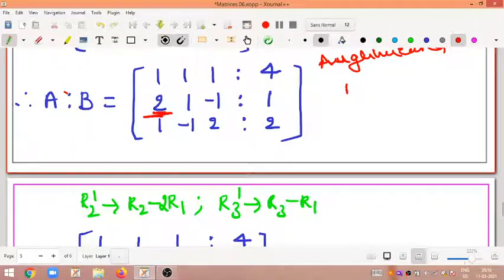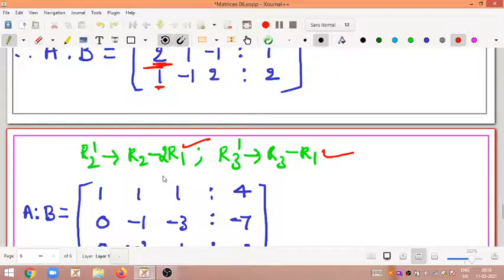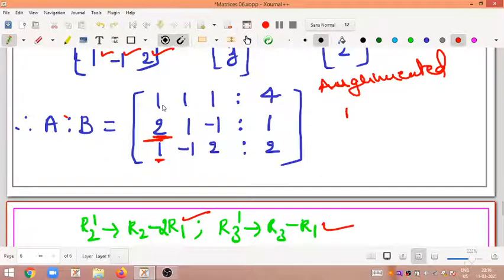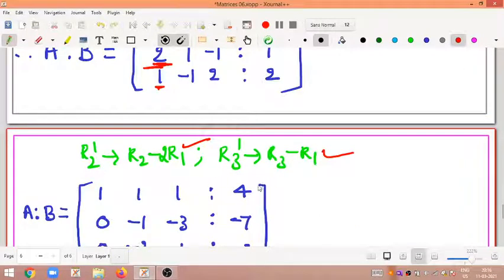So this element we want to make 0, as well as this element also. So for the second row, R2 dash we want to make it by the R2 operation: R2 dash implies R2 minus 2R1. Again, R3 dash implies R3 minus R1. So my dear friends, see here, R1 we have to multiply with 2 and subtract from R2. So 2 minus 2 is 0. R1 is written as it is.